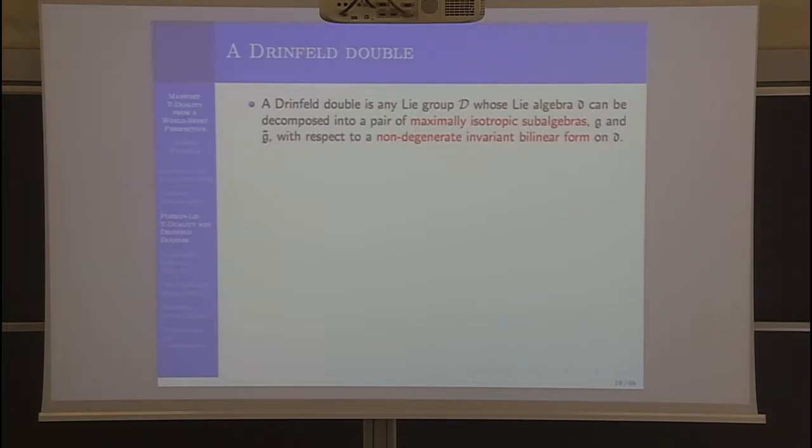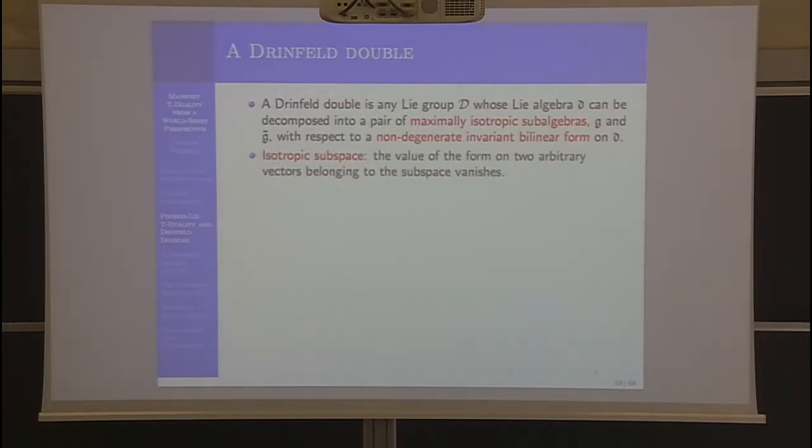So let me first give a definition of Drinfeld double. A Drinfeld double is any Lie group whose Lie algebra can be decomposed into a pair of maximally isotropic subalgebras with respect to a non-degenerate invariant bilinear form on delta. So on this vector space, we have to find a non-degenerate invariant bilinear form with respect to which we can decompose the Lie algebra into maximally isotropic subalgebras.